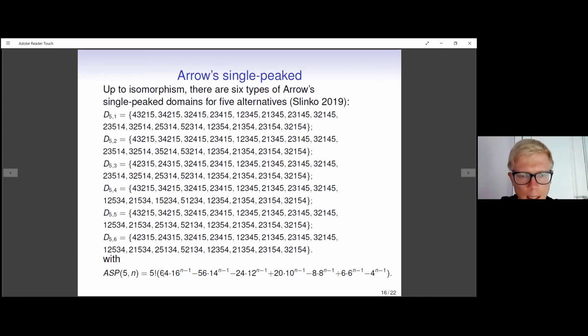We will see that this number includes more members in the sum than simple single-peaked domains. Up to now, I have no ideas how to generalize this formula. Maybe there is some recursion, but still it is the last result for Arrow single-peaked domains. So we have only the number for 5 alternatives.